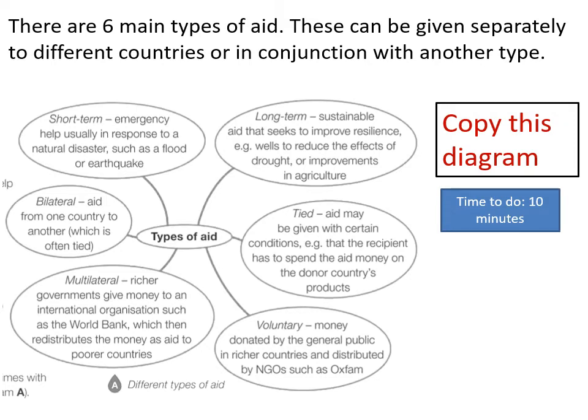Charity aid is voluntary. This is where the general public donate money, and either that money or resources bought with that money are then sent. So anytime you or your family have donated money to a charity, that is probably voluntary aid, especially if it's going to another country. So what I'd like you to do is to copy that diagram down, please, in your book. Take no more than 10 minutes. Get going at that now. Pause the video.